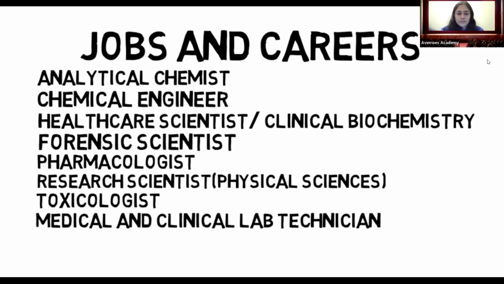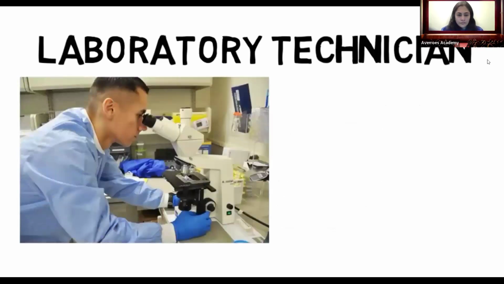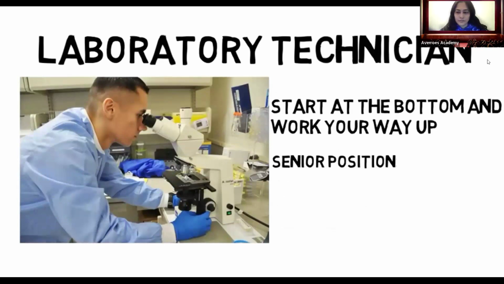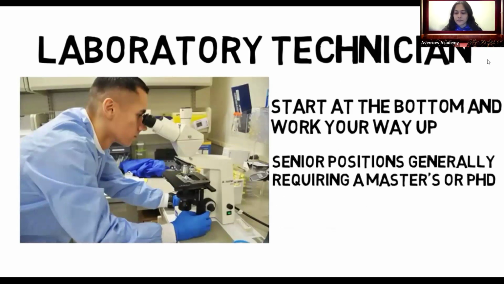Later in the video, we'll go into a few of these in more detail, but you can use this as a starting point for what you would like to do with your chemistry major. One of the easiest ways to begin your career as a chemist is by taking a job as a laboratory technician. This is a way for young professionals to start at the bottom of a company and work their way up with senior positions, generally requiring a master's or PhD.